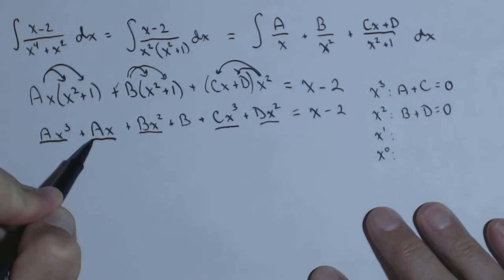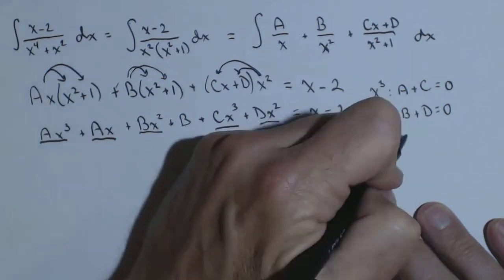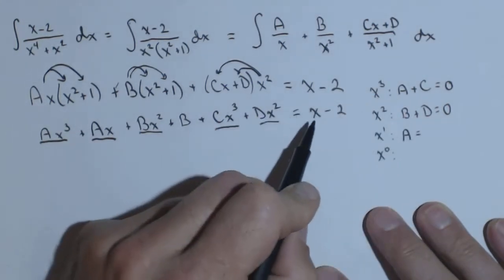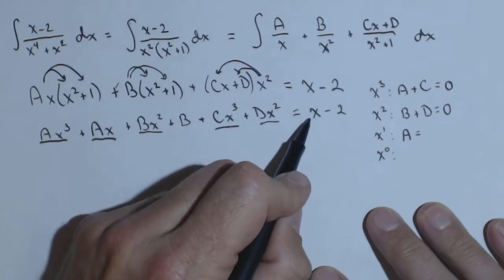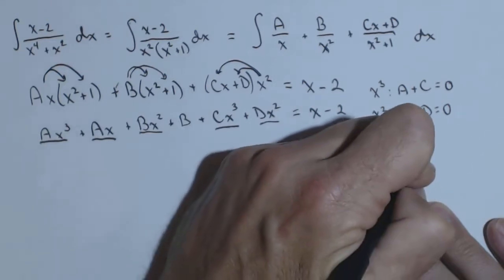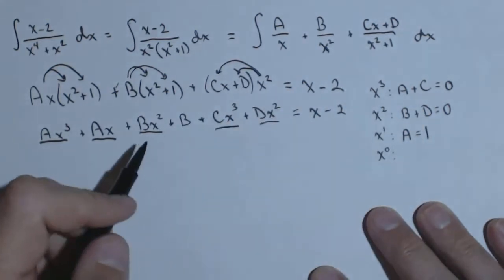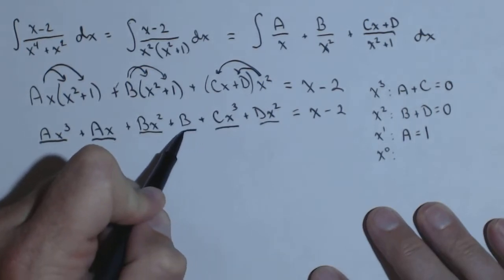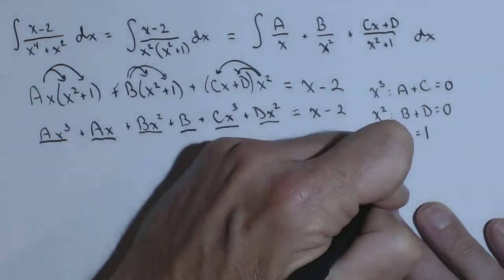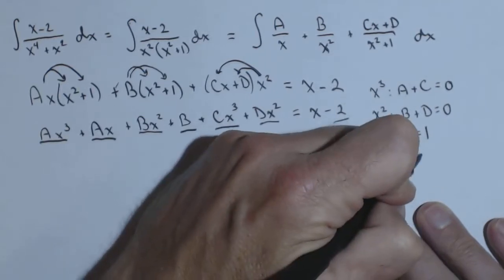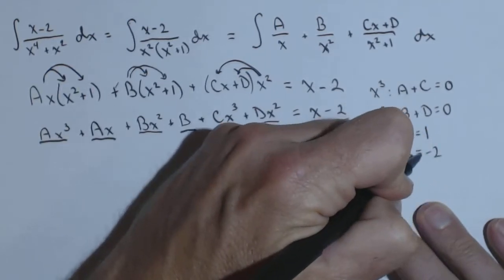We only have one x to the first term, and that's A. And notice that the x to the first term just has a coefficient of 1, it's just not written there. So we already know A equals 1. And then our constant term is B. Well, B has to be negative 2 in order for this to all be true.